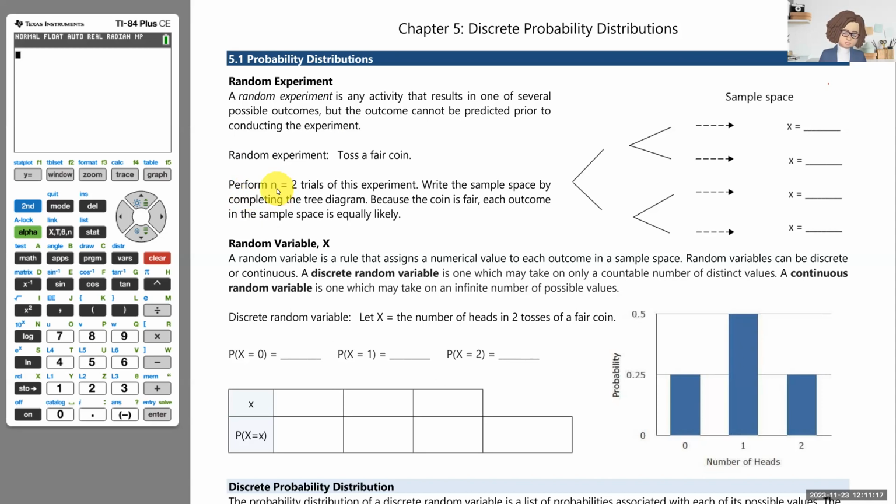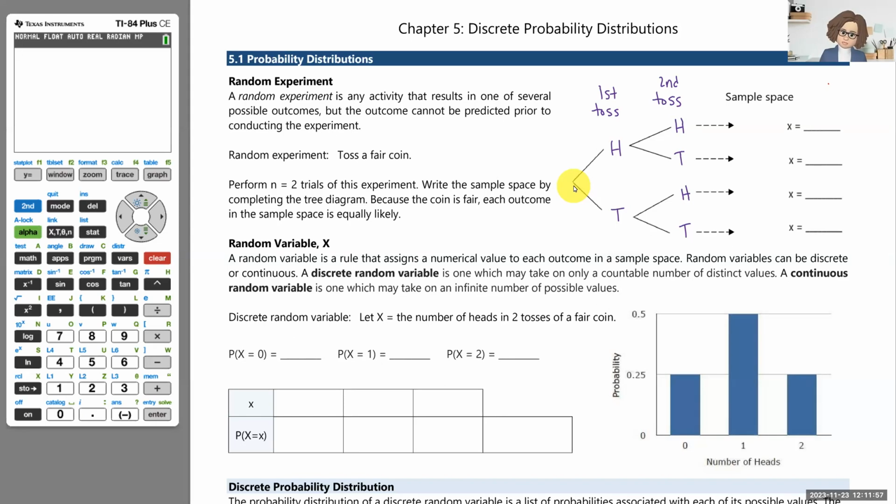N here represents the number of trials. So we're going to toss that fair coin, but we're going to do it twice. And I'm going to complete a tree diagram here to represent that sample space for 2 trials. First toss of the coin, 2 branches here because it could either land heads or tails. That's our first toss. And then we are going to toss that coin again. And on our second toss, we could get either a head or a tail.